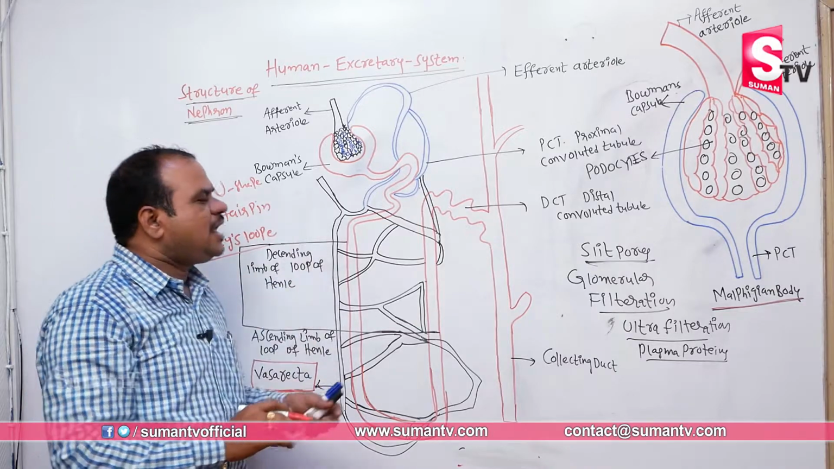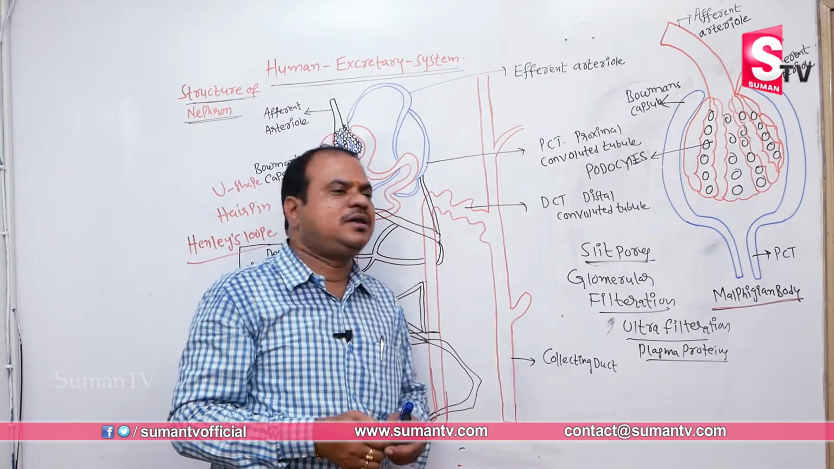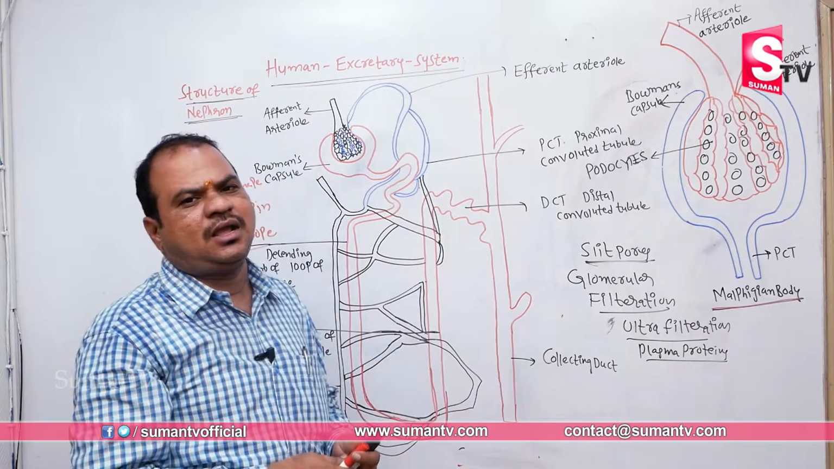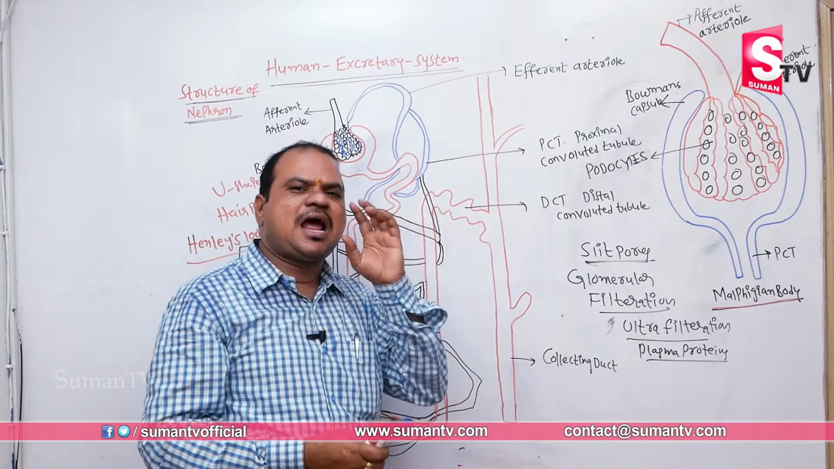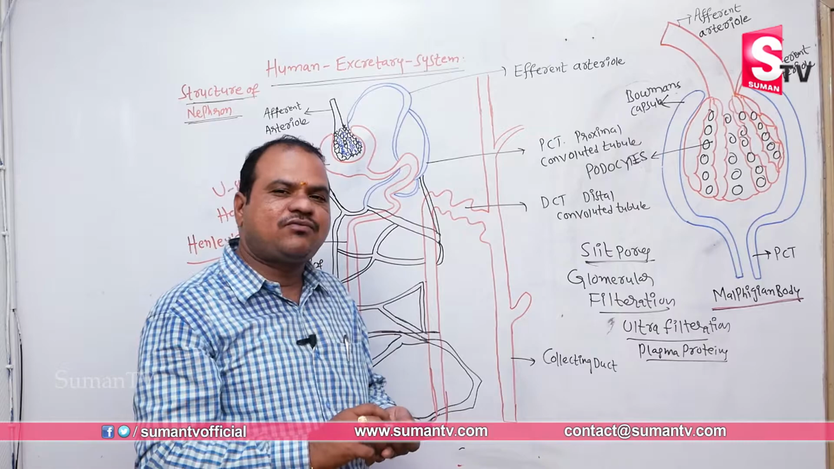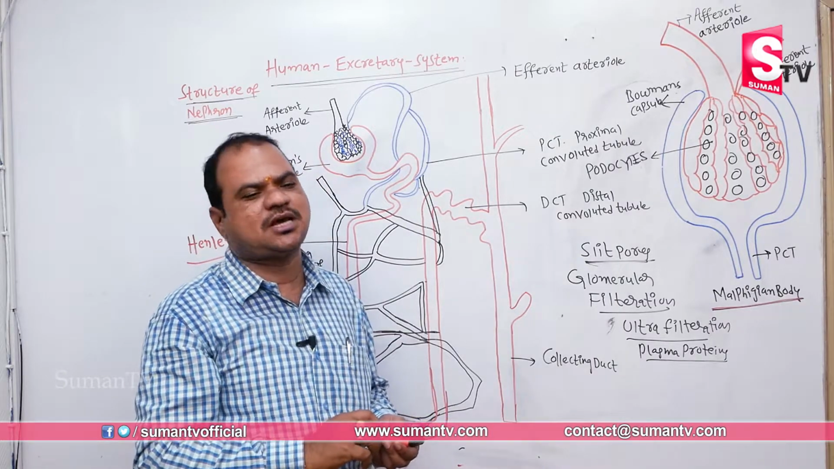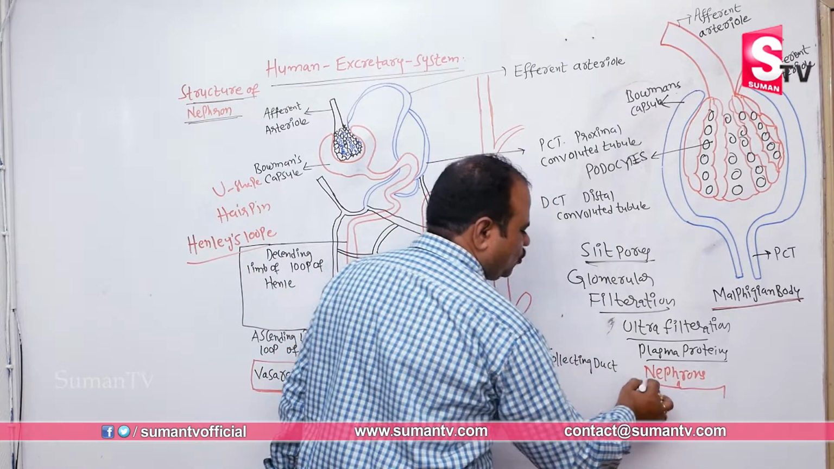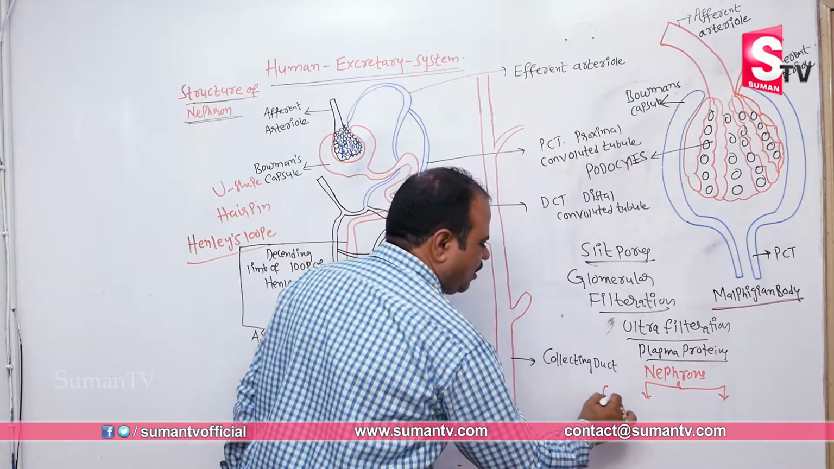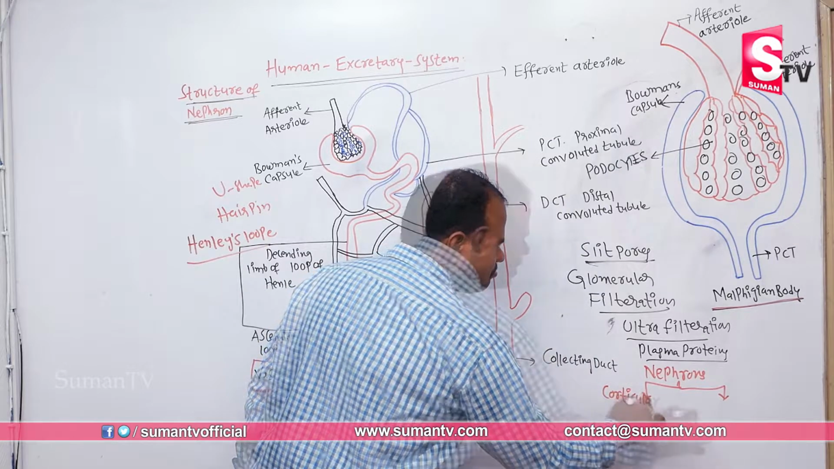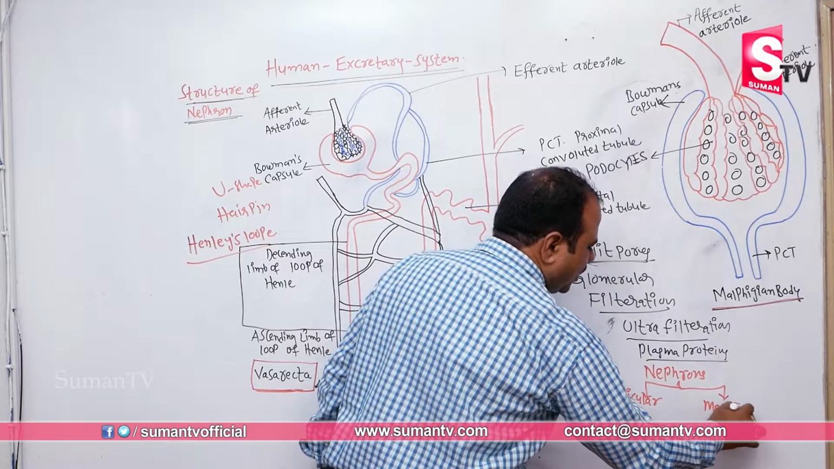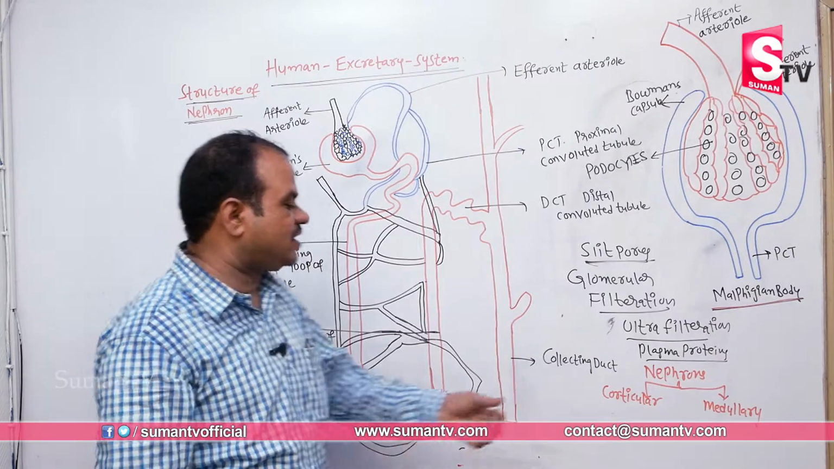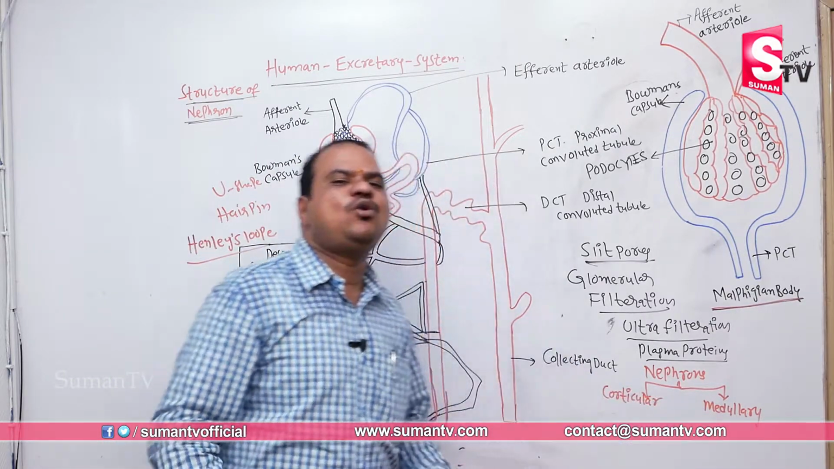In our kidney, we know the nephrons are the structural and functional units. There are two types of nephrons. One is the cortical nephron and the second one is the medullary nephron.